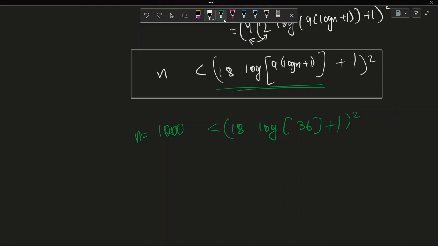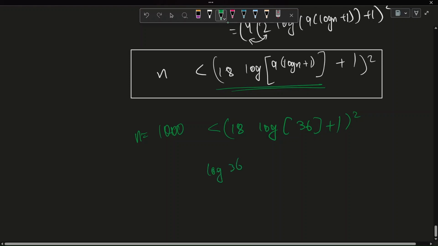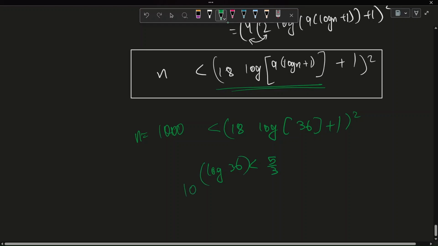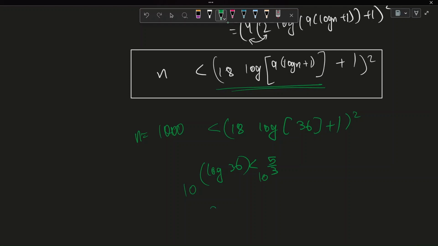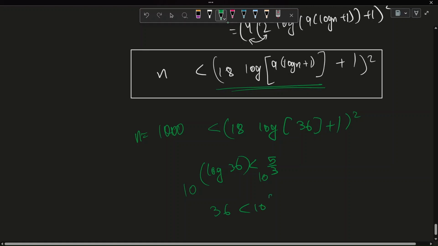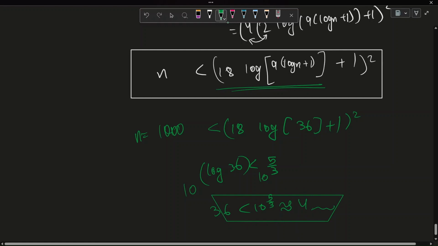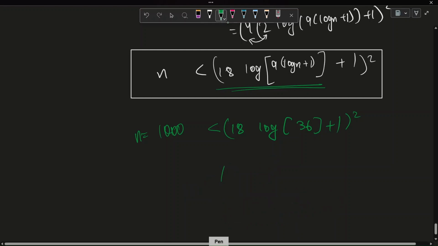Okay, and we can show that, with a bit of calculation, log of 36 is less than 5 by 3. How can we show this? Just take 10 to the power both sides, and this will become 36 is less than 10 to the power 5 by 3, and 10 to the power 5 by 3 is approximately some 40 something, and this inequality holds, and because of this the above inequality also holds.